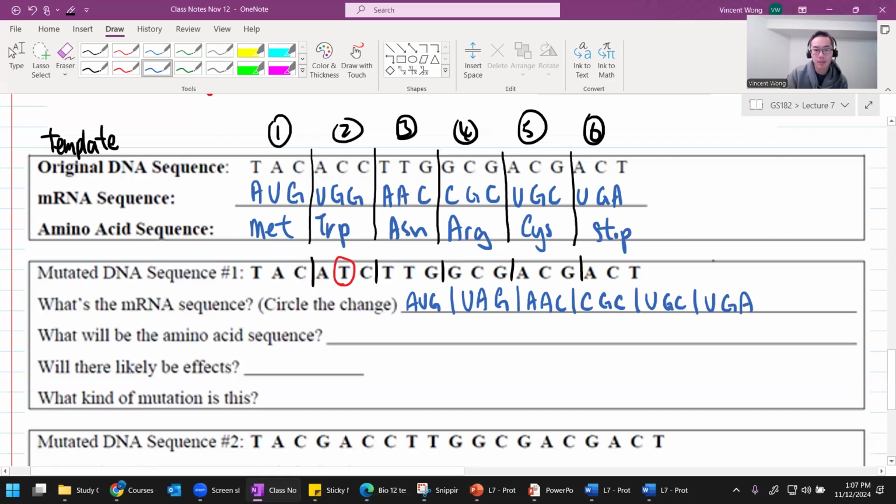Okay, I'll give you a moment to copy that down. This is the change. Oops, wrong color. This is the change. The rest are just the same as before.